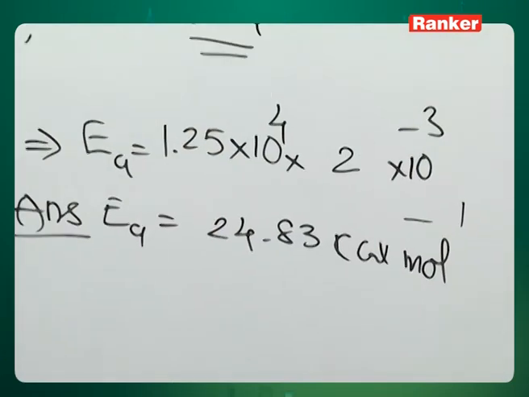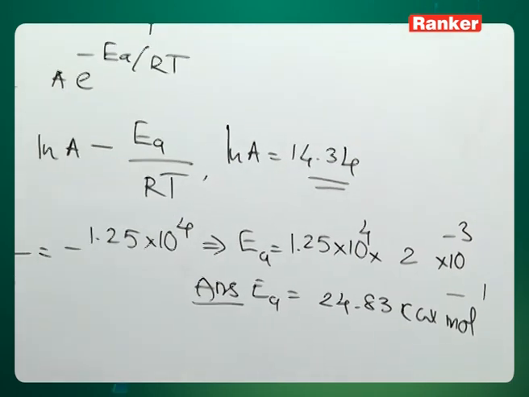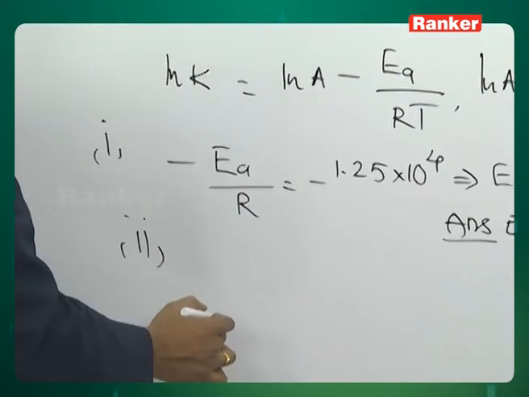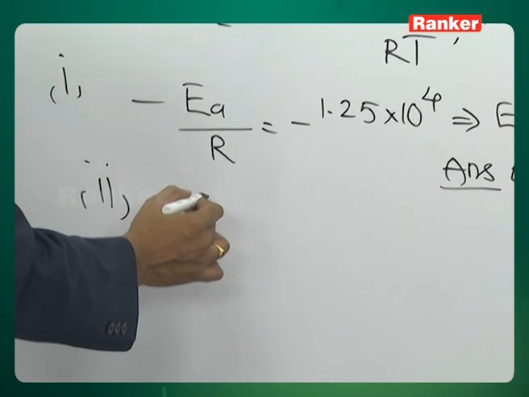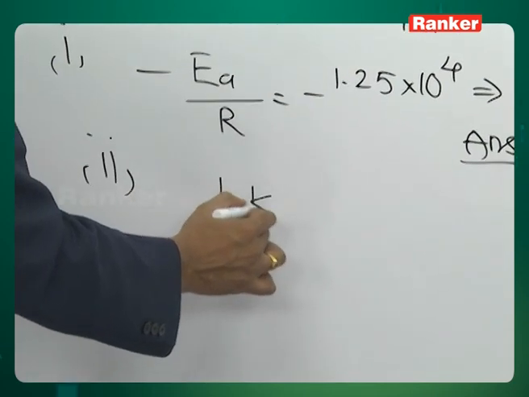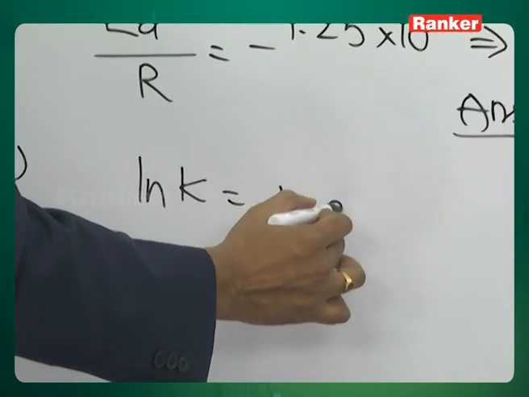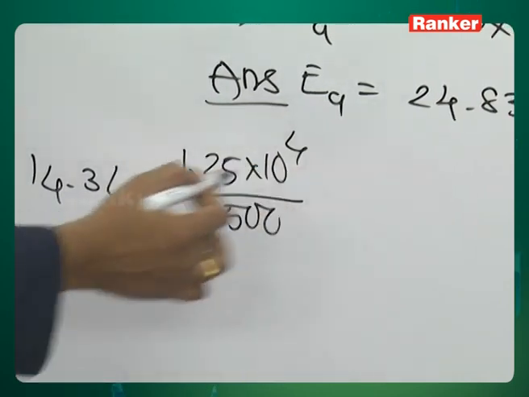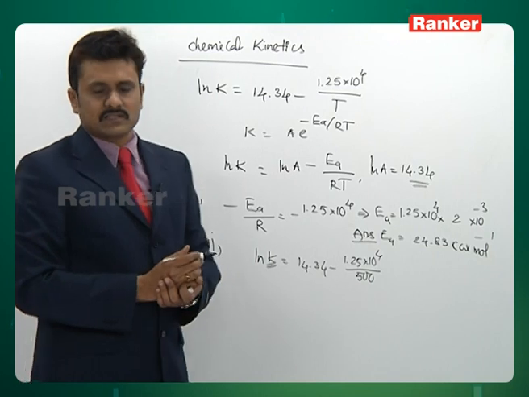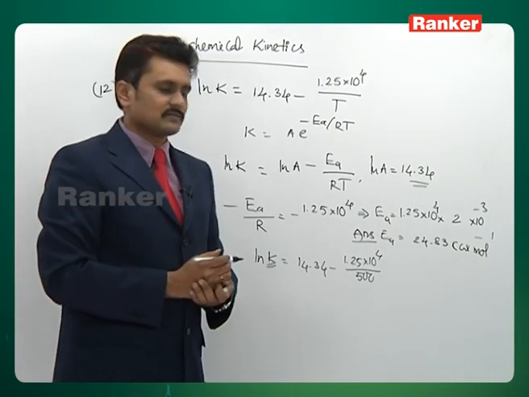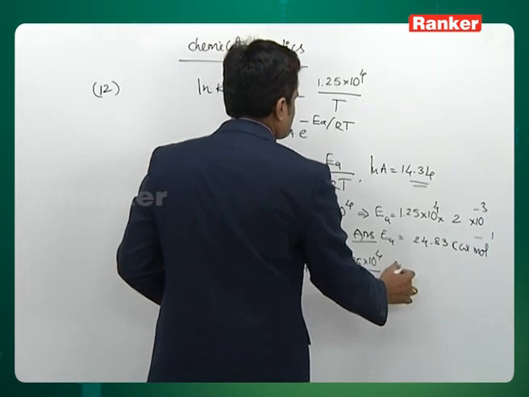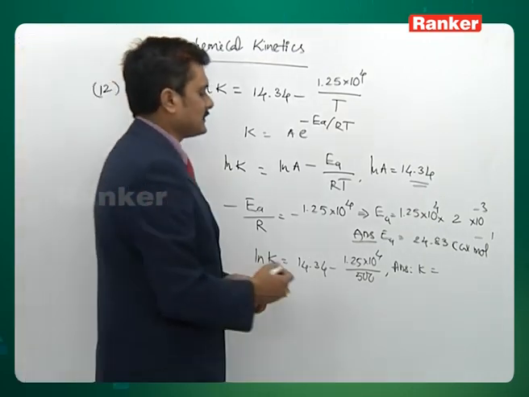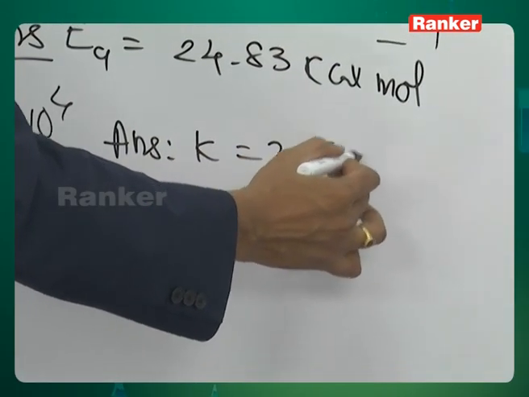Then we have to find the rate constant at 500 Kelvin. Since we have obtained the activation energy value, when I substitute the temperature provided to us, that is 500 Kelvin, in the given expression, I will be able to find K after applying the anti-logarithm. So the answer for the calculation of K is 2.35 into 10 to the power minus 5 second inverse.